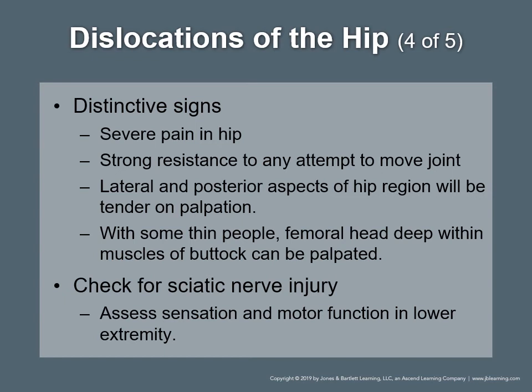Distinctive signs: severe pain in the hip, strong resistance to any attempt to move the joint. Lateral and posterior aspects of the hip region will be tender on palpation. With some thin people, femoral head deep within the muscles of the buttock can be palpated. Check for sciatic nerve injury. Assess sensation and motor function in lower extremity. Occasionally, function will be normal at first, then slowly diminish.